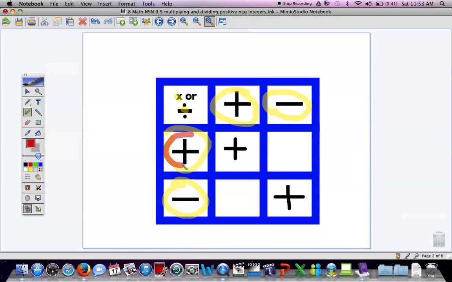Conversely, if you're looking at signs that are different, so let's take a look, I'll do it in red. We've got a positive that is being multiplied or divided by a negative. Because the signs are different, the final sign for the answer will be a negative. Same thing, if you start with a negative and you multiply or divide by a positive, the signs are different, it's going to be a negative.